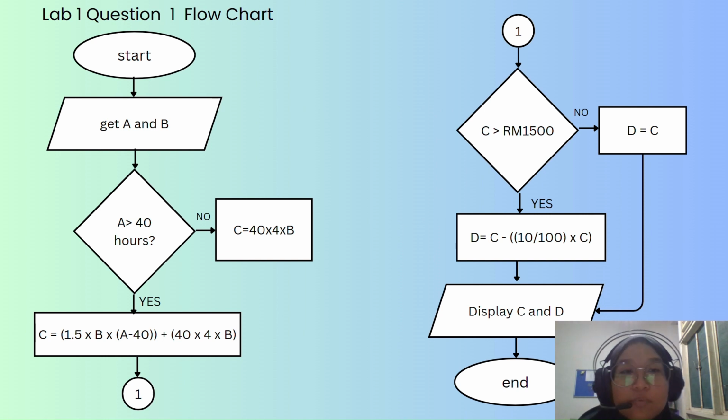If C is more than 1,500 ringgit, if yes, that means D, which is our net pay, is equals to gross pay minus 10% of our gross pay. If no, then that means D is equals to C. Net pay equals to gross pay. Both of them are done, and we will go to display C and D and end our flowchart.